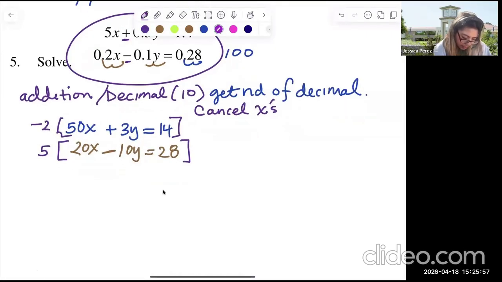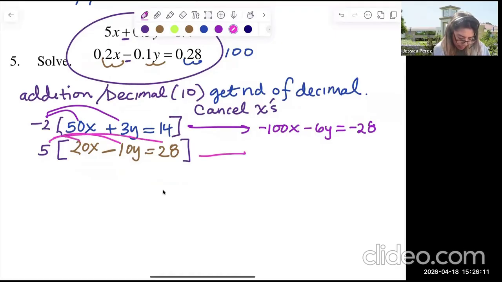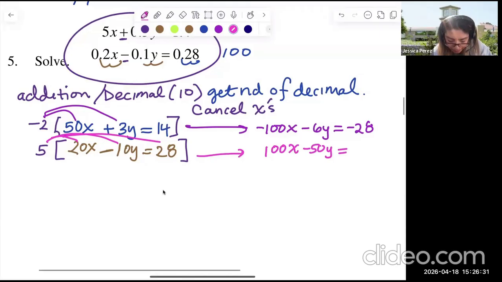So if I multiply by negative 2, I'll have negative 100x minus, so I'm distributing, 6y is equal to negative 28. When I multiply the bottom by 5 and distribute, I'm going to get positive 100x minus 50y is equal to, if I multiply 5 by 28, it's going to be a positive number of 140.